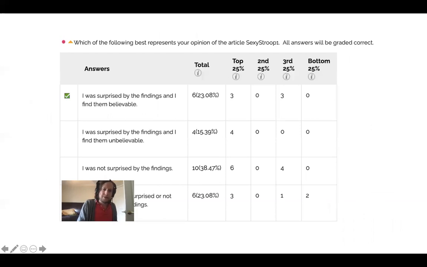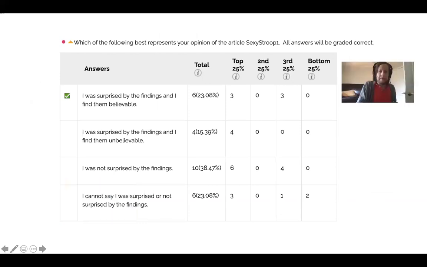So this is the last thing I'll show you here, which is the last quiz question. Everyone got credit for this on Blackboard. But this was the question: which of the following best represents your opinion of this article? You were surprised by the findings and you find them believable: 6 people said that. I was surprised by the findings, I found them unbelievable: 4.